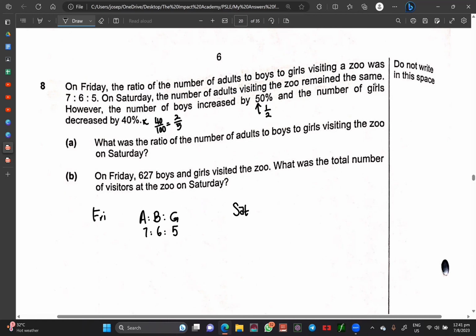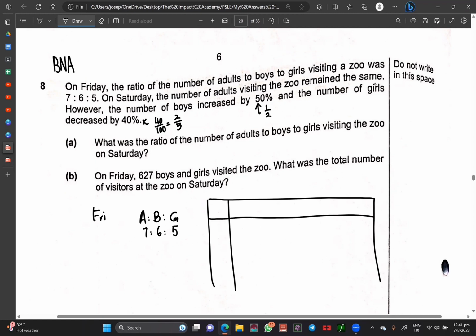Okay, so when I see a question like that, I know that this can be treated as a B and A question. So what I want to do is I want to draw a table to show you exactly how I would tackle a question of such nature. Okay, so I'm going to split it into 3 columns.